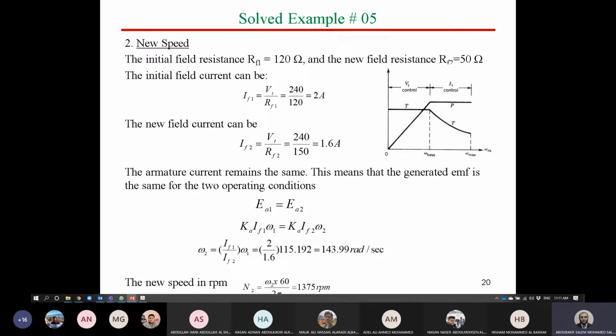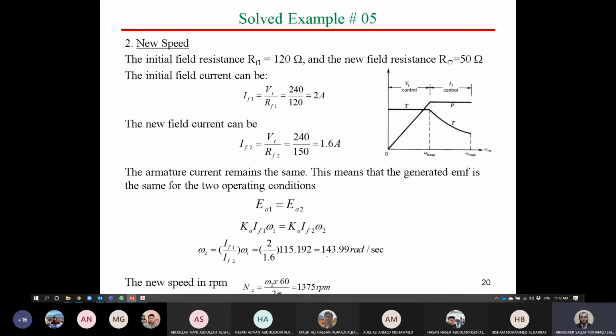Now, for constant volt, because the volt will be constant for both cases, because current is constant, we can say now EMF is constant. So E1 equals E2, before and after. For that, we can say Ka multiplied by IF1 omega 1 equals Ka multiplied by IF2 omega 2. This means that we can omit Ka from the equation and compare the values in order to get the second motor speed. And for sure, the second motor speed has to be higher than the no load speed given before.